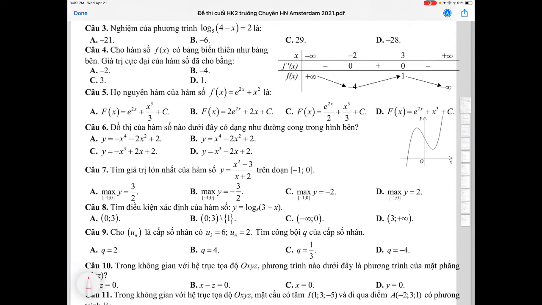Question number 3, the solution of the equation log base 5 of (4 minus x) equals 2 is. To solve these kinds of problems, you would have to equate both sides to the same log base. So you have to rewrite 2 as log base 5 of 5 to the power of 2. And let me explain that.